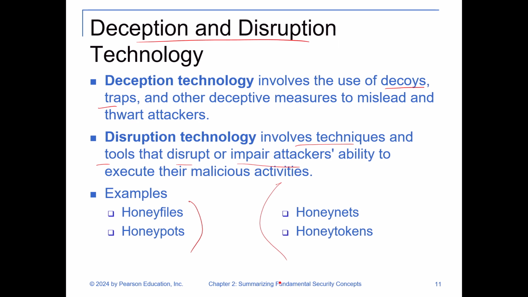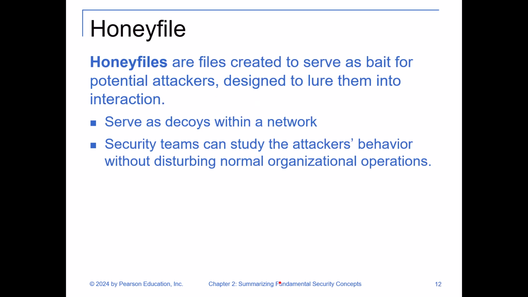If we have a decoy, we might have a honeypot. We might say this is a decoy network with miscellaneous traffic. That way, the attacker thinks they're getting real information. In reality, they're in our honeypot. Honey files are files created to serve as bait for a potential attacker. Again, more of a decoy, so that the security team can understand what's going on.